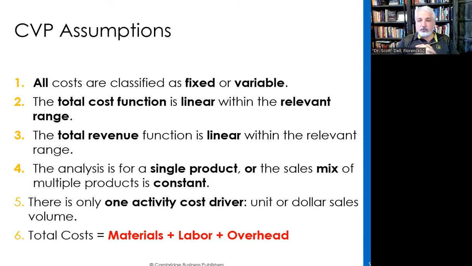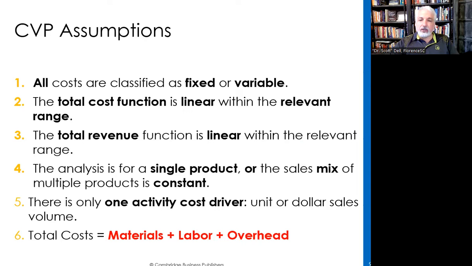The total revenue function is also linear within that same relevant range. The analysis is for a single product, or a sales mix with multiple products where the mix is constant. We might have a 30-70 split if we had two products, or maybe three products, or four. A restaurant may be selling entrees, desserts, appetizers, and beverages. So those are different kinds of products and the different mix to be associated.